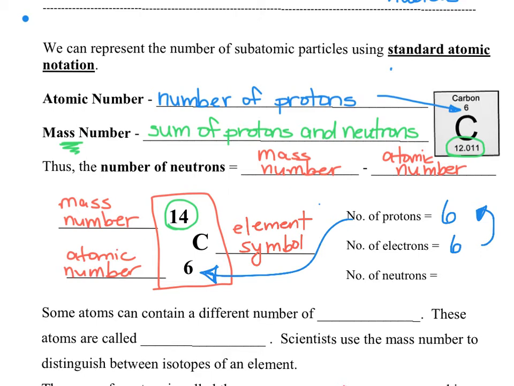For the neutrons, here's where we talked about doing the subtraction. So I have to take 14 minus 6, which in this case gives me 8. So that means in that particular atom of carbon, there are 6 protons and 8 neutrons inside the nucleus, and 6 electrons in energy levels surrounding the nucleus. Notice again that that's different from the standard atom of carbon, the one you saw from the periodic table, that had 12 as the mass number and 6 as the atomic number.